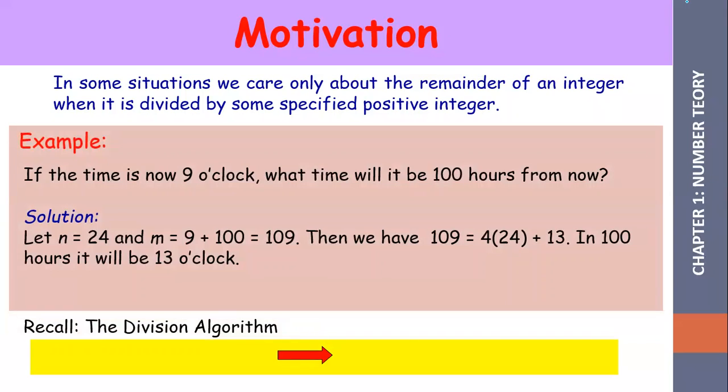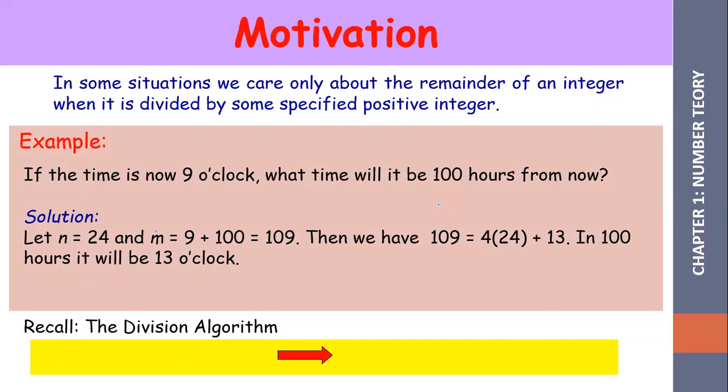We can use the remainder to find the answer. Consider n equal to 24. Why 24? Because we have 24 hours per day. Our dividend is 9 o'clock right now, plus 100 hours later, so you have 109 hours. Then we use the division algorithm.